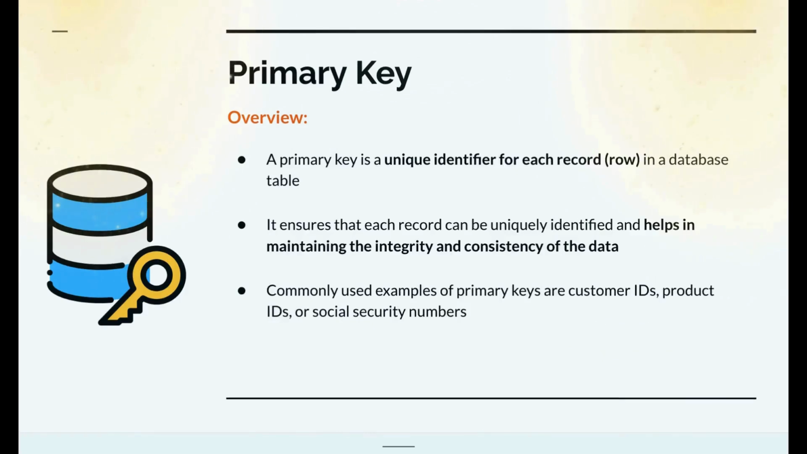Number 4. Primary key. A primary key is a unique identifier for each record (row) in a database table. It ensures that each record can be uniquely identified. It helps in maintaining the integrity and consistency of the data. Commonly used examples of primary keys are customer IDs, product IDs, or social security numbers.